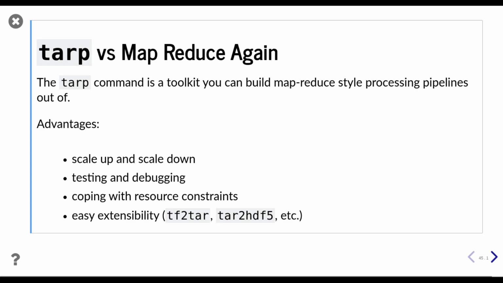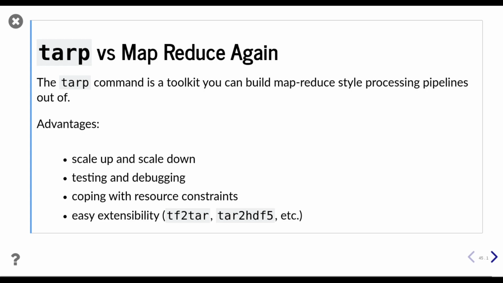You can test processing stages individually on your local machine, and even for very large-scale processing jobs, it's easy to track down failures when using tarp, since each processing step is simple and explicit. You can cope with resource constraints better by specifying where temporary files go, choosing between object stores and local disks, etc. And you can easily integrate other data sources and processing stages, something that in systems like Hadoop requires using plugins. For example, if you want to process data out of TensorFlow files, you can write a simple command line program, tf2tar, that converts TensorFlow files to tar files and then afterwards apply tarp for processing.